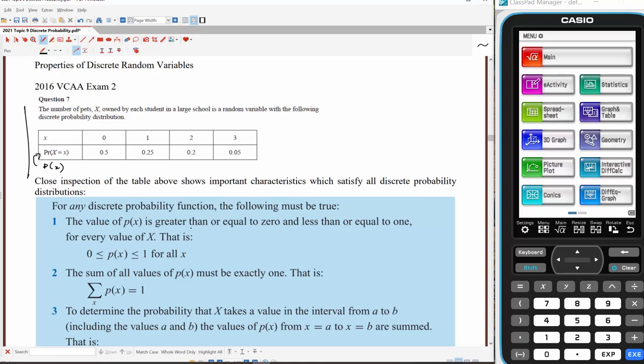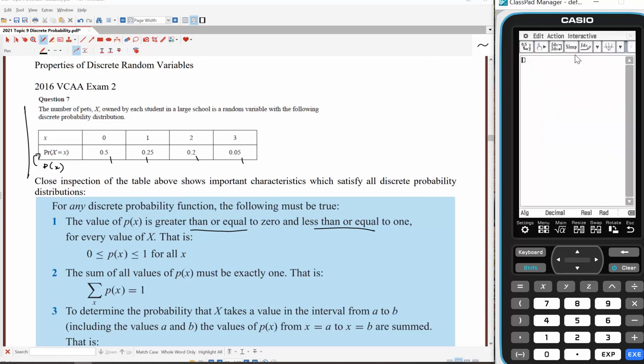Is greater than or equal, this is really important, greater than or equal to 0 and less than or equal to 1 for every value of x. So these probabilities here have to be a value between 0 and 1, but can include 0 and 1 themselves. That's important. The sum of all values of p of x must be exactly 1. That is, if you add that and that together, it equals 1. Let's just see if VCAR wrote a legit question. 0.5 plus 0.25 plus 0.2 plus 0.05. Yay, they got it right.